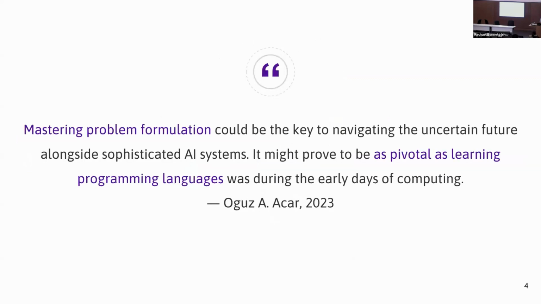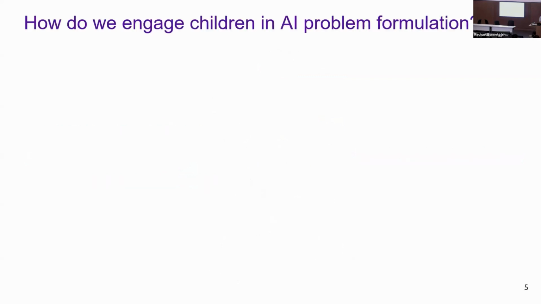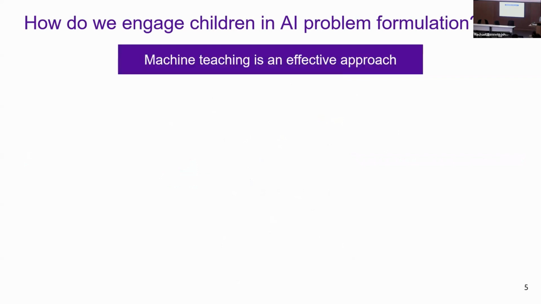So why problem formulation? Problem formulation is so relevant to AI that practitioners and academics have advocated it as being as pivotal as learning programming was during the early days of computing. Then, how might we involve children in AI problem formulation? In our work, we propose that one effective approach is machine teaching. Before providing you some evidence for this, let me explain what machine teaching is.